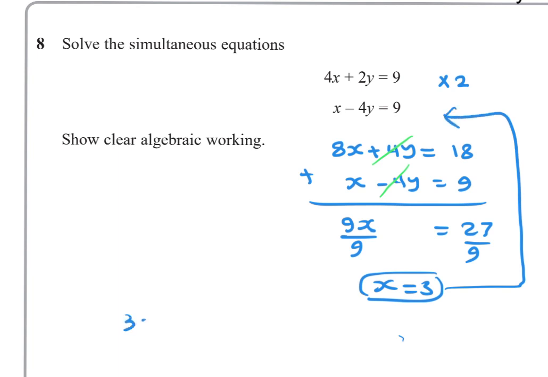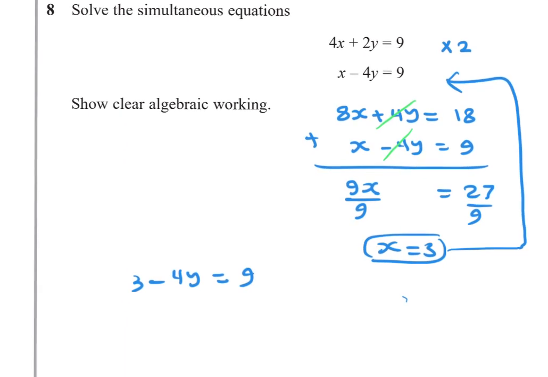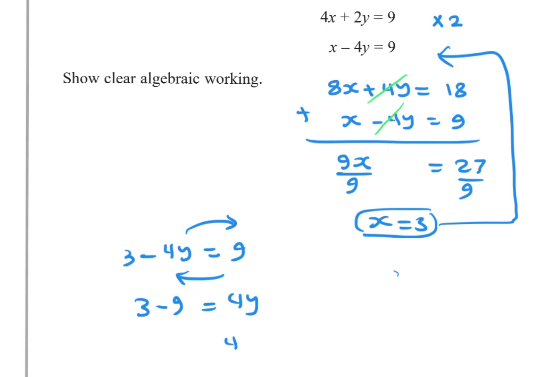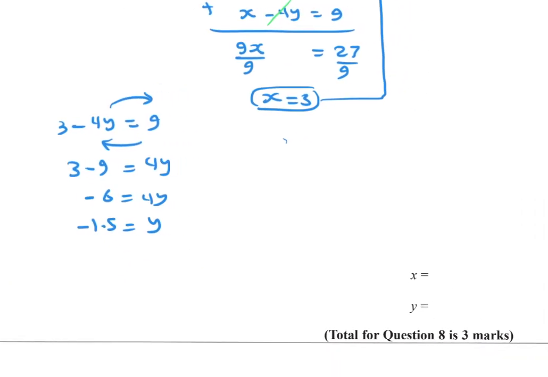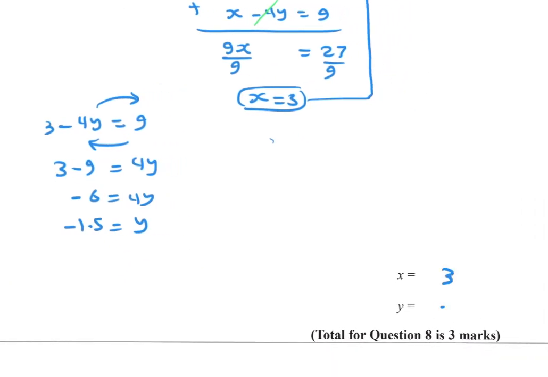So 3 minus 4y equals 9. So transpose negative 4y to the other side. So 4y equals 3 minus 9. So 4y equals negative 6. Divide by 4, so y equals negative 1.5. So x equals 3 and y equals negative 1.5.